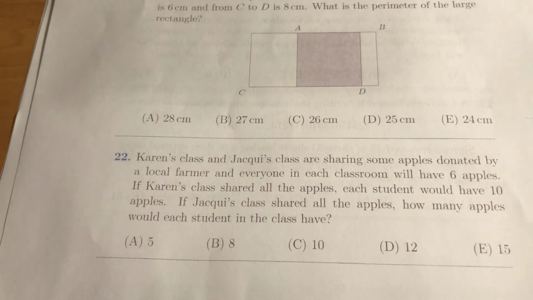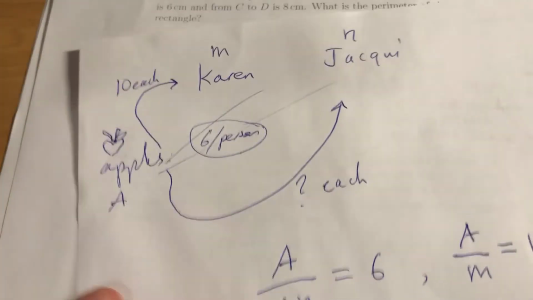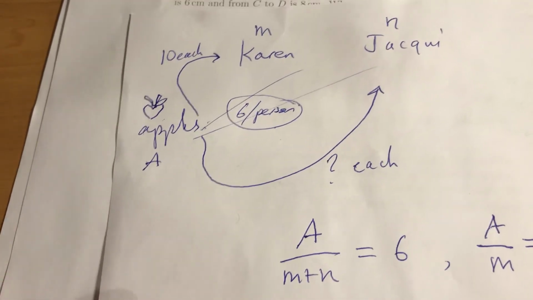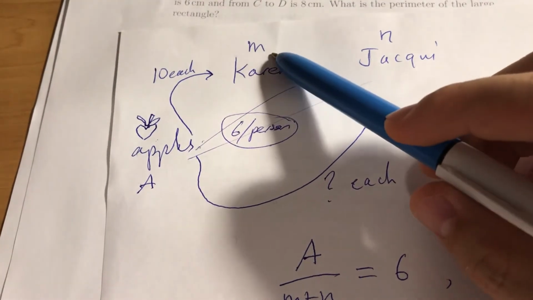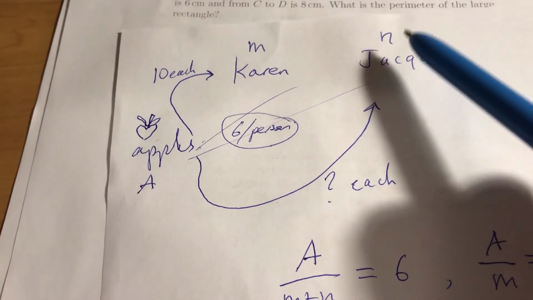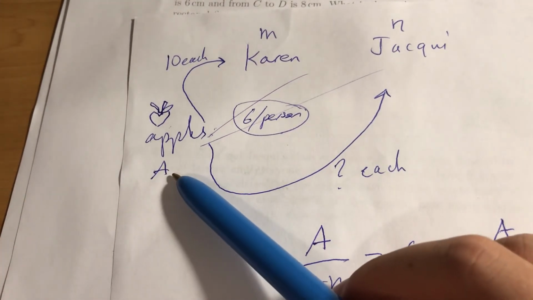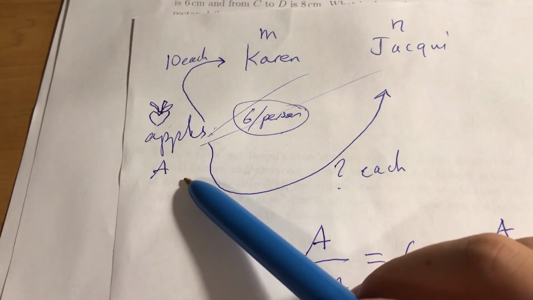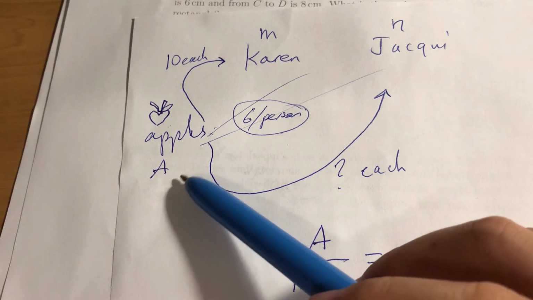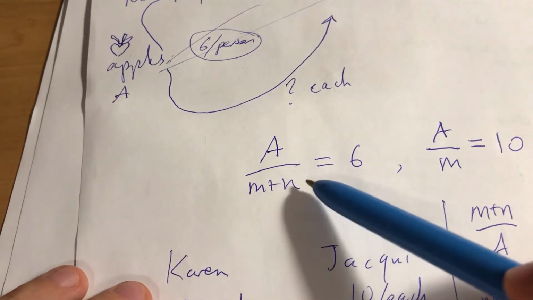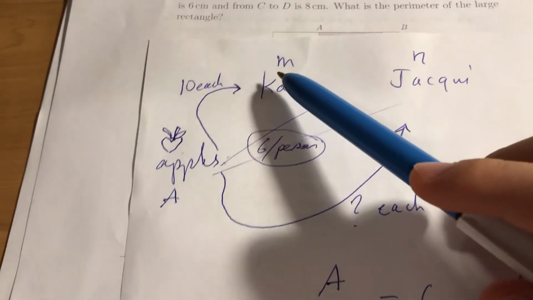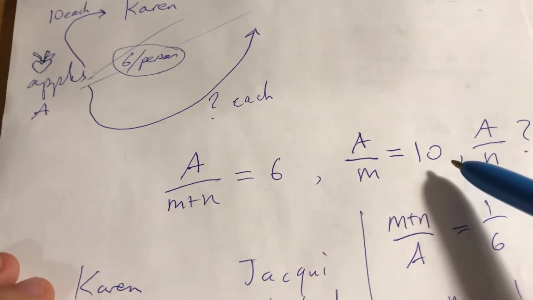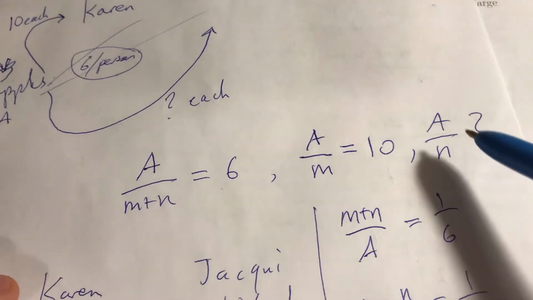Yeah, so here's some random scratch work that I had from someone. And so we let the number of people in Karen's class be m, the number of people in Jackie's class be n, and the total number of apples be a. Okay? So saying that they have 6 each when they split up is saying a divided by m plus n is equal to 6. And just for Karen's class, it means a divided by m is equal to 10. And then the question is to find what's a divided by n.